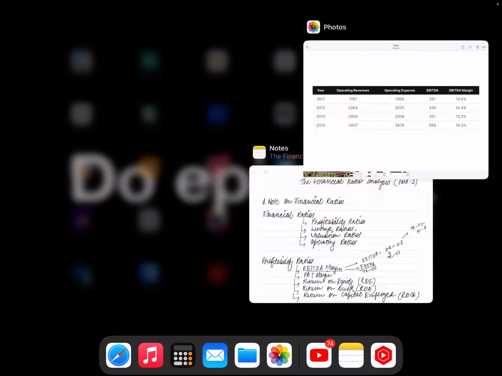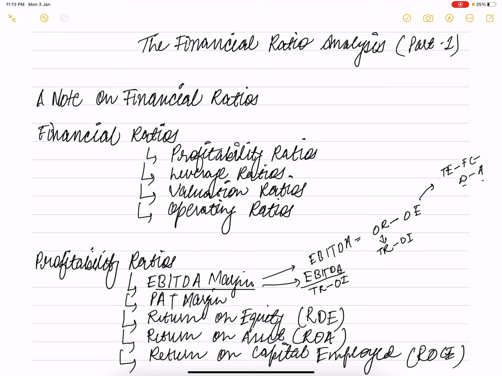Now coming to the second, PAT margin. The PAT is explicitly stated in the annual statement. ARBL's PAT for the year 2014 is rupees 367 crores on the overall revenue of rupees 3,482 crores, including other income. This translates to a PAT margin of 367 by 3482, which is 10.5%.